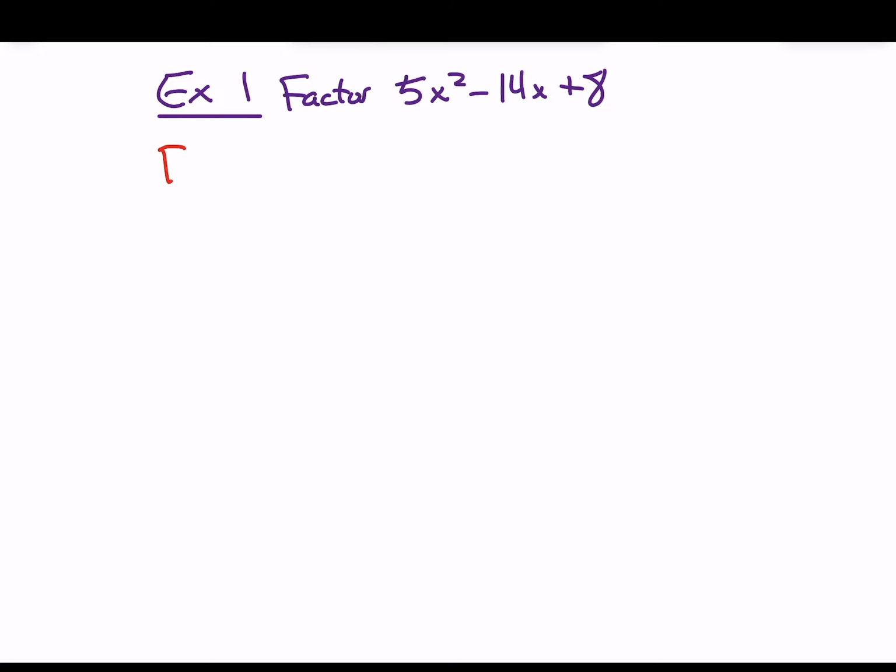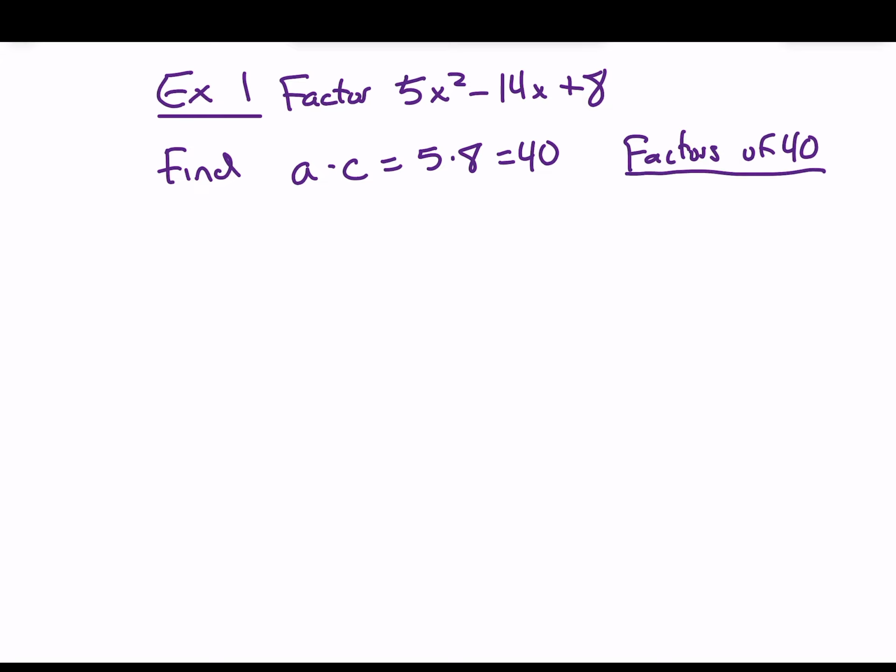Example 1. We want to factor 5x squared minus 14x plus 8. So first, we want to find a times c. Well, our a is 5 and our c is 8. So a times c is 5 times 8, which is 40. Okay. So let's look at the factors of 40. And we want to look at the sums.